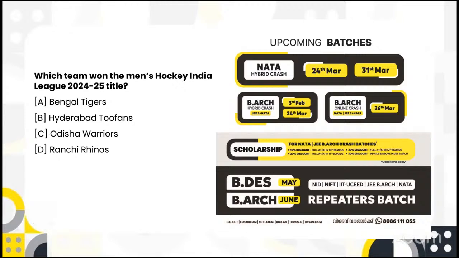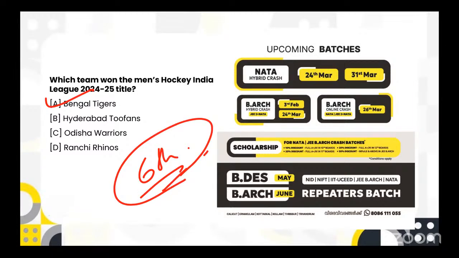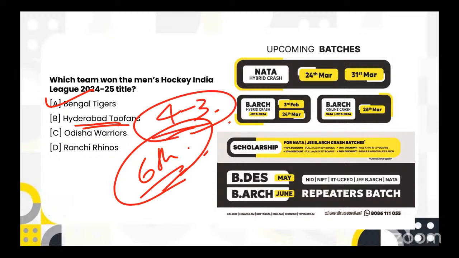Okay, so the correct answer is Bengal Tigers. They won the sixth Men's Hockey India League title, defeating the Hyderabad Toofans. Hyderabad Toofans were the runners up. It was a 4-3 match in the final. The event happened in Odisha, at the Birsa Munda International Hockey Stadium.